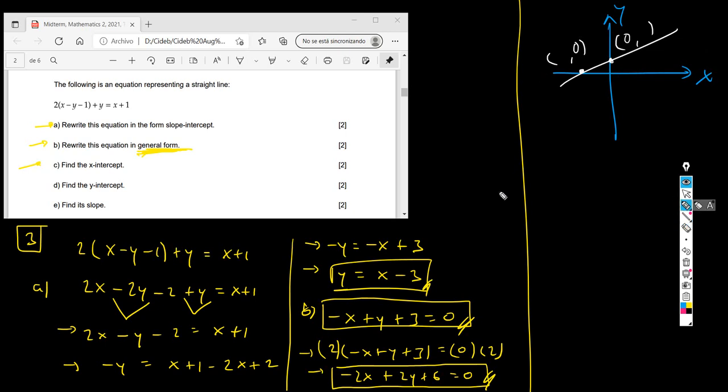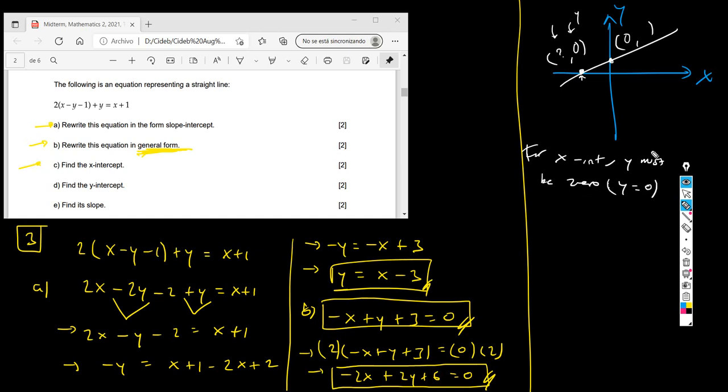Okay. So if they're asking you for the x-intercept, they're asking you for this point. Basically they're asking you for this particular value on the x-axis at which the line crosses such x-axis. How do we find this value? Well, I know that for this particular point, the y is 0. So for the x-intercept, y must be 0.